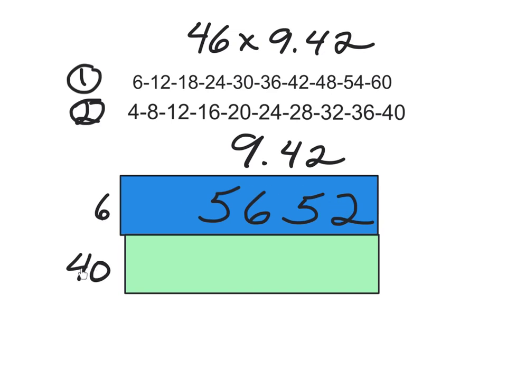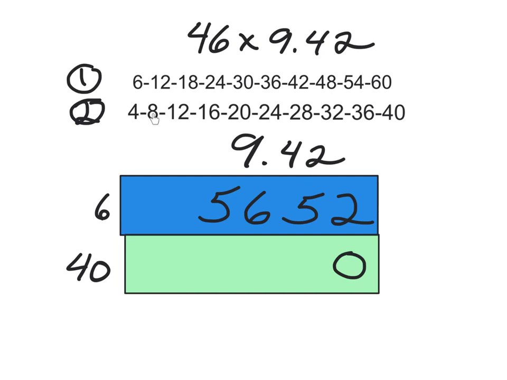Next, I'm going to move down here to the 40. I'll start with the 0. And 0 times any number, in this case 9.42, will give me 0. You got to love that, my friends. And then I'm going to just move along over here to the 4.